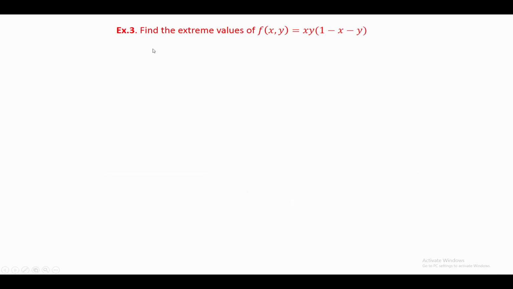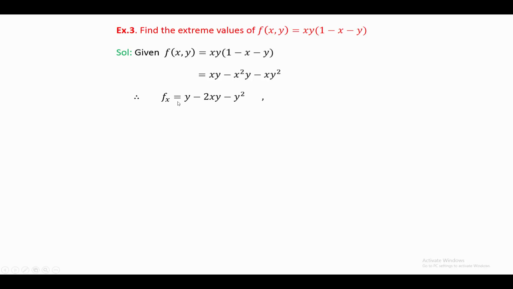Next, example number 3. Find the extreme value of function f of xy is equal to xy inside the bracket 1 minus x minus y. Means find maximum or minimum value of function. So for that, first write down f of xy equal to xy into bracket 1 minus x minus y. First open this bracket. So we get xy into 1 is xy. Xy into x is minus x square y. Xy into y is minus xy square. This is function f. Then first find out fx, then fy, then f double x, f of xy and f double y. Find out this derivative.